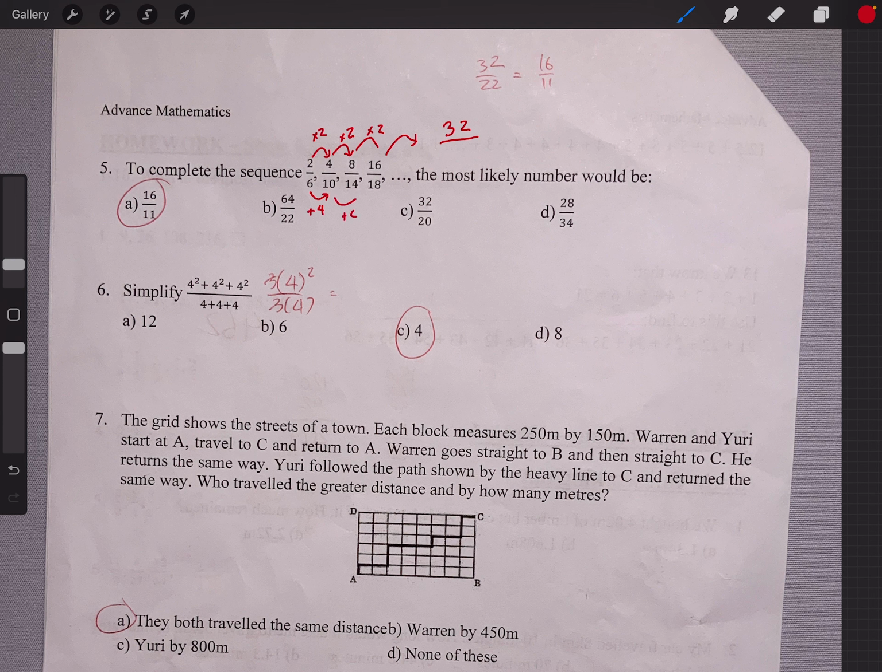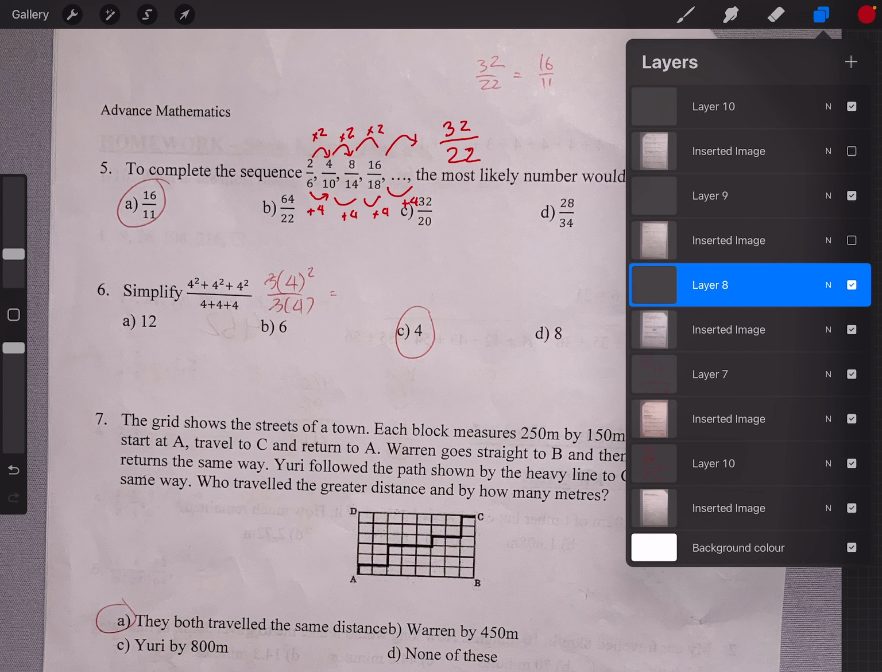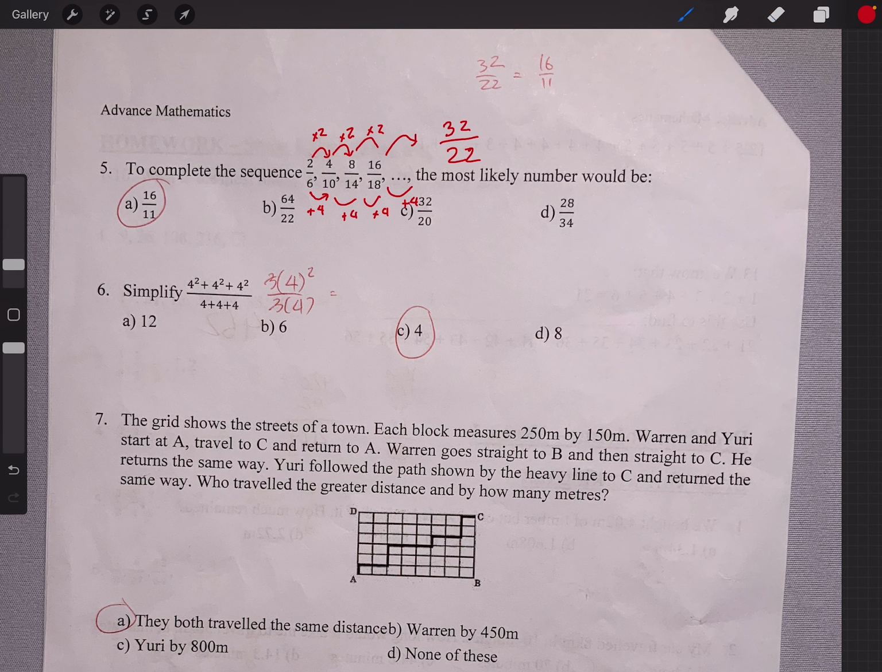I'm going to add 4, I'm going to add 4. So just keep adding 4. So if you add 18 with 4, you're going to get 22. Now if you look at the answers, there's no 32 on 20, right? 32 on 22, right? So what you're going to do is you're going to simplify this. And you're going to get 16 on 11, and you can see the answer is 6 on 11 there.